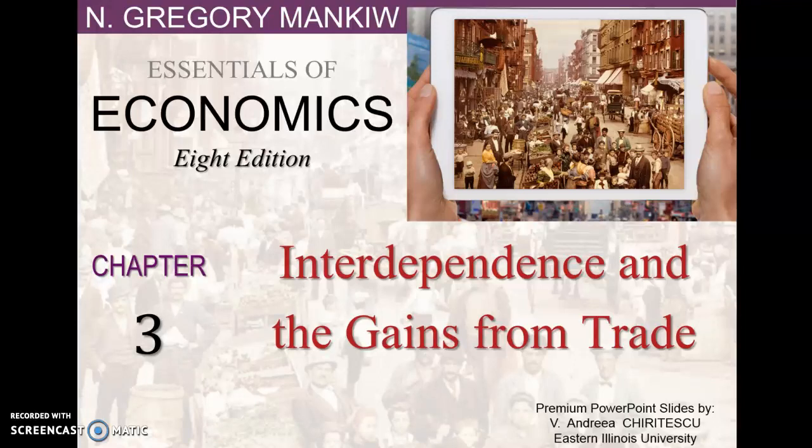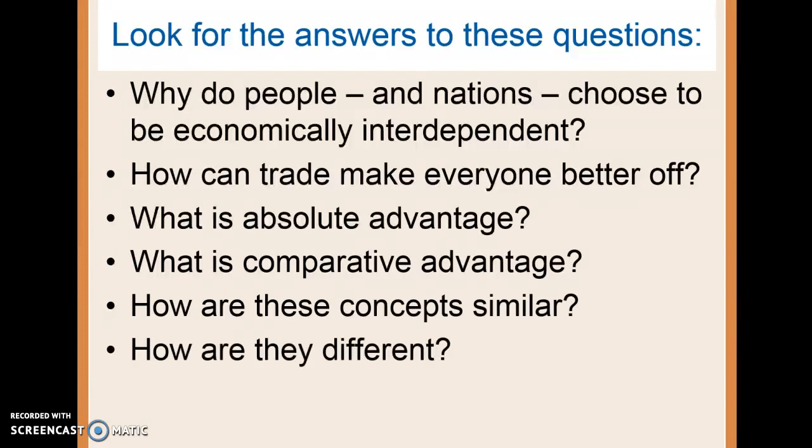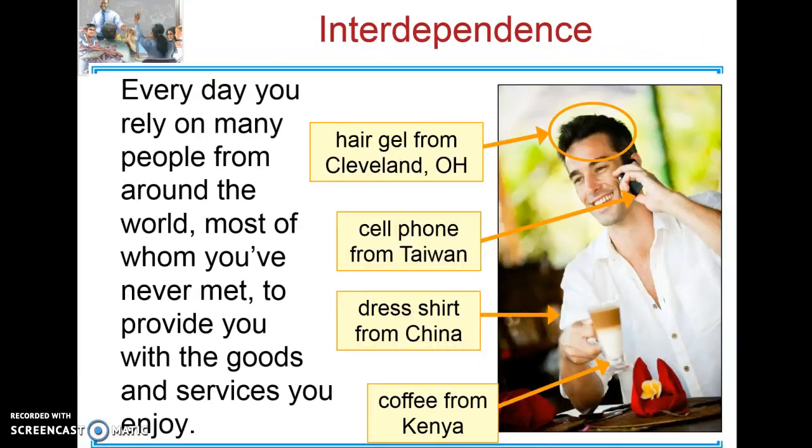Chapter 3 is about trade. In this chapter, look for answers for why people and nations choose to trade, how trade makes us better off, what is absolute advantage and comparative advantage, how are these concepts similar and how are they different.